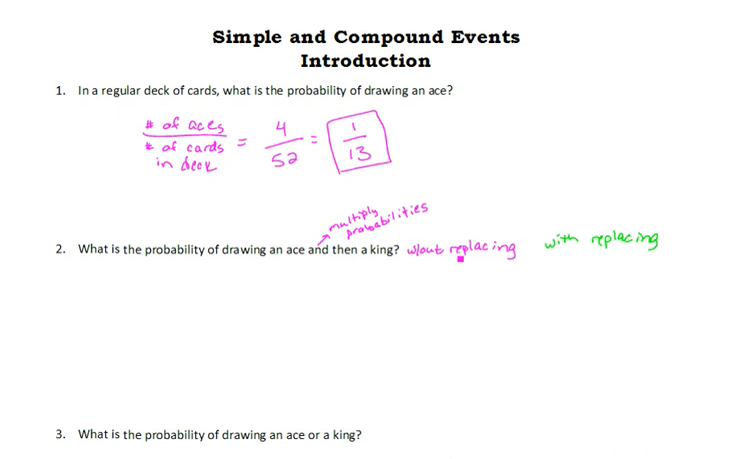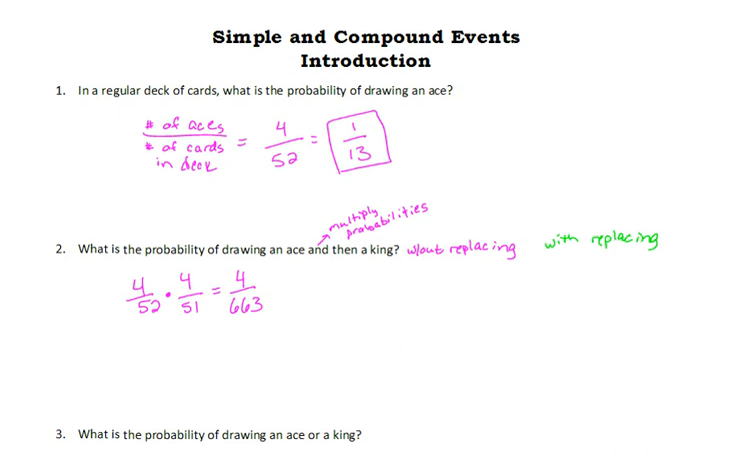Okay, so let's look at without replacing. What's the probability of drawing an ace? Remember, 4 out of 52. And then a king. So without replacing that ace, how many kings do we have in there? We have 4. How many cards do we have? 51. So this is what's called a dependent event, because the outcome of that second is dependent on what happens on that first one, because we got a card taken away. Okay, so multiplying those 2 together, we end up with 4 over 663. Okay, so again, that is dependent because we are not replacing that.